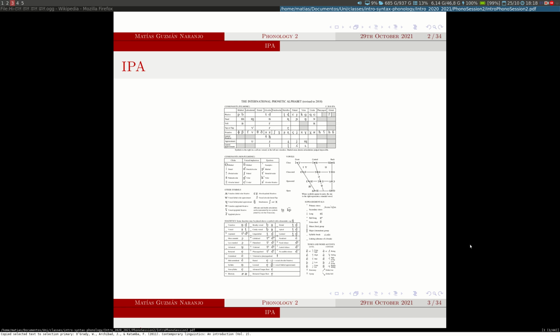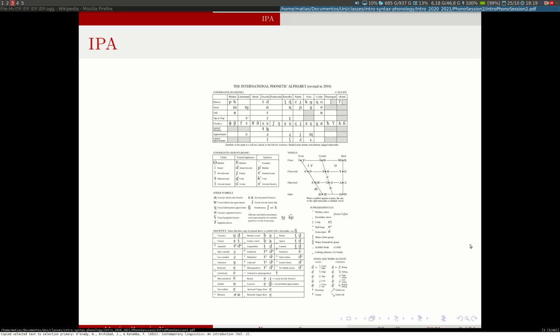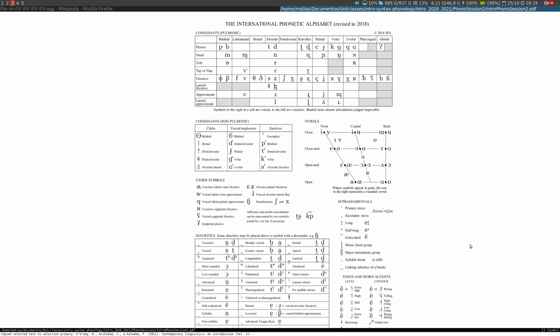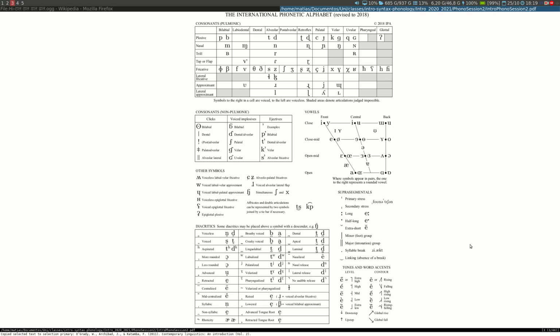So this is a complete updated version of IPA. I'll try to make it a little bit larger to tell you a little bit about it. So there are, let's say, several groups of symbols in the IPA. On the top we have the consonants. These are among the most important, and I'll discuss this table later with you.